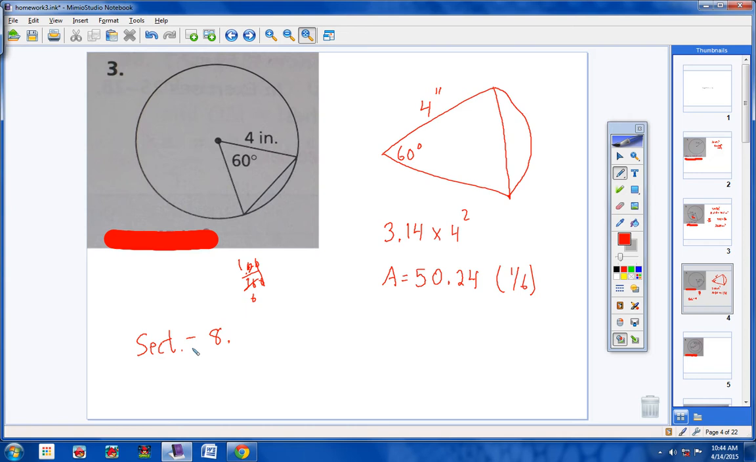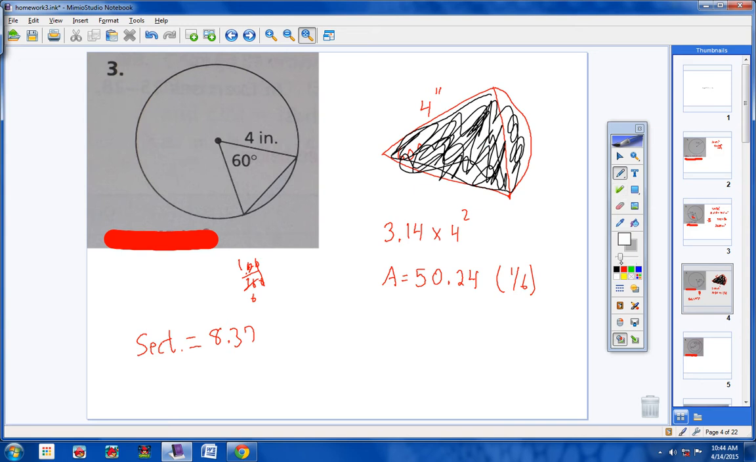So I'm going to come over here and put sector equals 8.37. Now, think about it, guys. If the entire area of this sector is 8.37, if I can just very simply subtract out this triangle, look what's left. The only thing left is this part over here to the right, and that's exactly what I'm trying to find, is that area right there. Hopefully this will work.